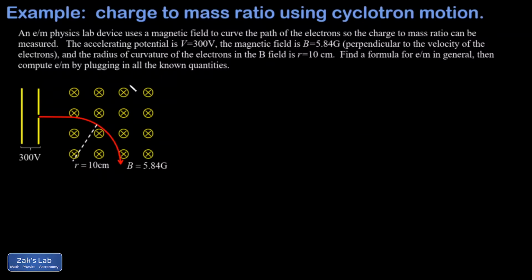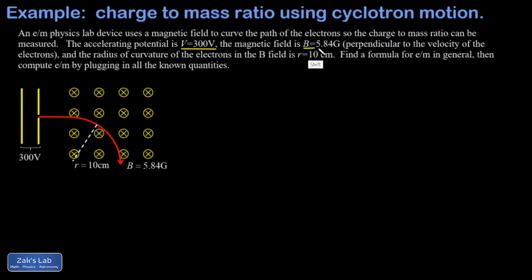In this video, we're asked to measure the charge to mass ratio for electrons by running them through cyclotron motion. So I actually took the specifications for this device from a popular commercial product. I think my numbers are pretty close here. And we have an accelerating potential of 300 volts for the electrons.